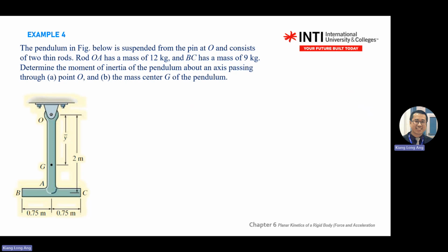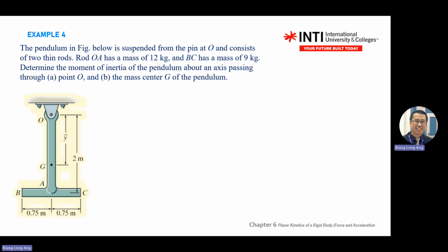It consists of two thin rods, OA, which has a mass. In this case, there is no density, but it straight away gives you the mass. Then BC has a mass. Determine the moment of inertia about an axis passing through. There are two cases here. One asks you to pass through point O. One asks you to pass through the center of gravity. So there are two different moments of inertia. This question asks you to look at two different locations, one is O, one is G.